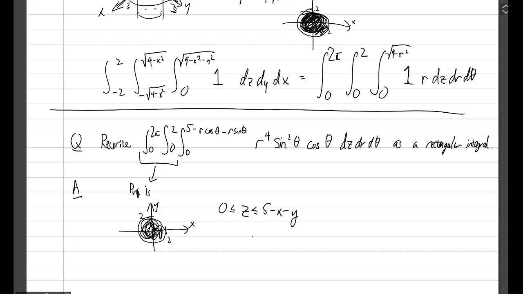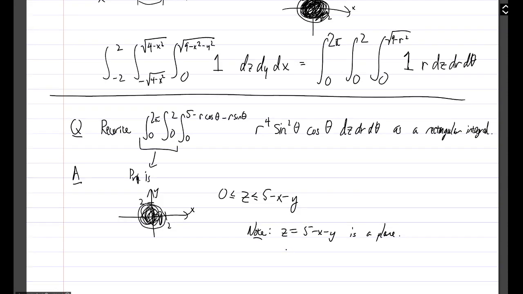And then maybe we should note that z equals 5 minus x minus y is a plane. In fact, the equals version of this, meaning we should probably be looking under a certain plane. And that plane, by the way, if we just rewrite it, x plus y plus z is equal to 5, has normal vector 1, 1, 1.